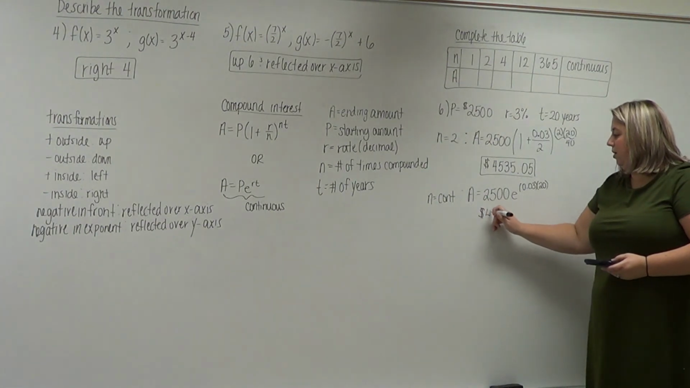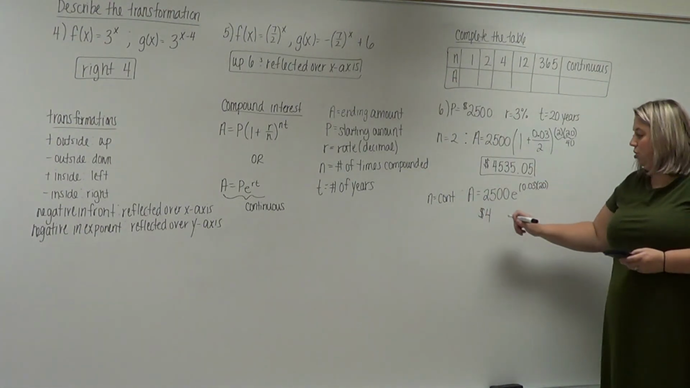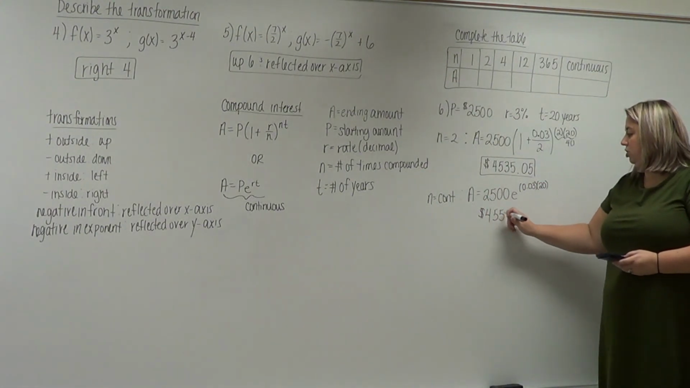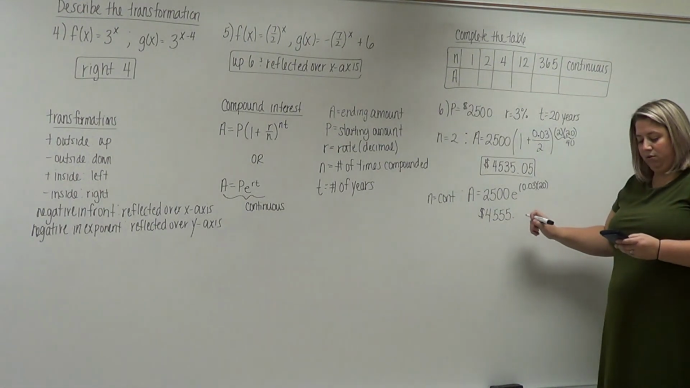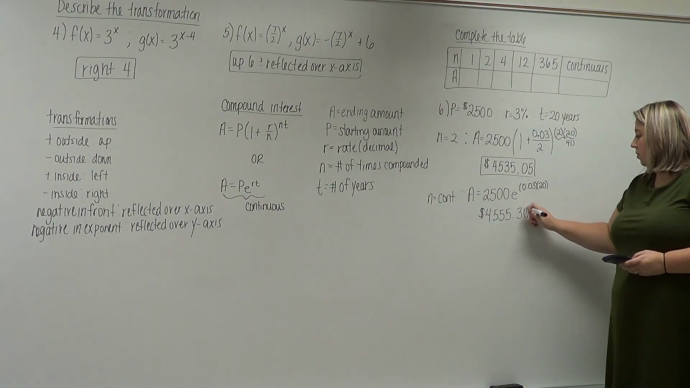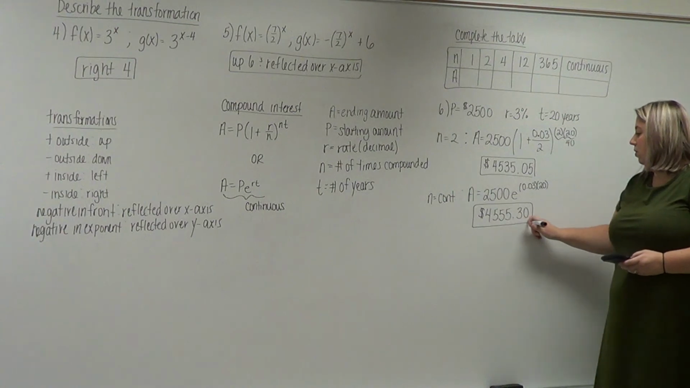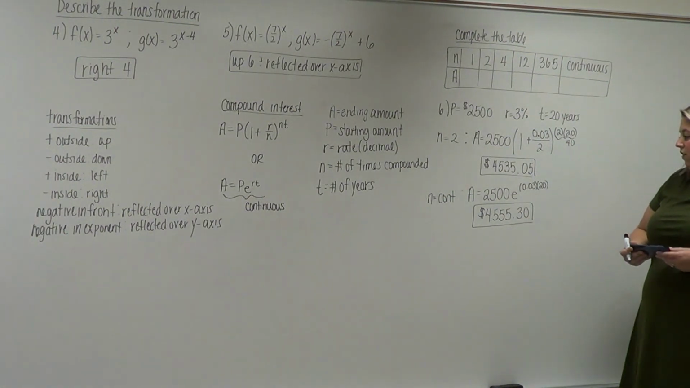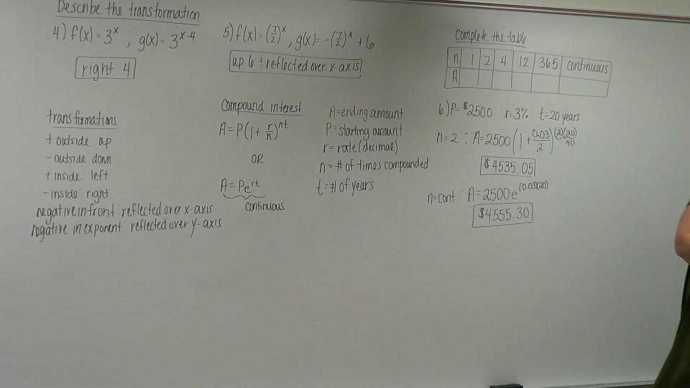Now, if this amount is not more than that amount, you know you did something wrong, because it should go up every single time you compound. So $4,555.30. All right, that covers everything.